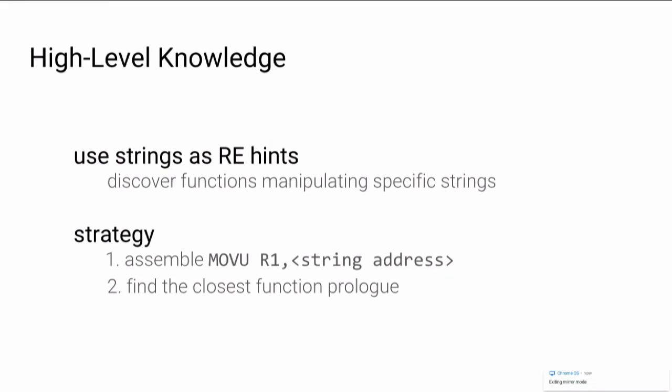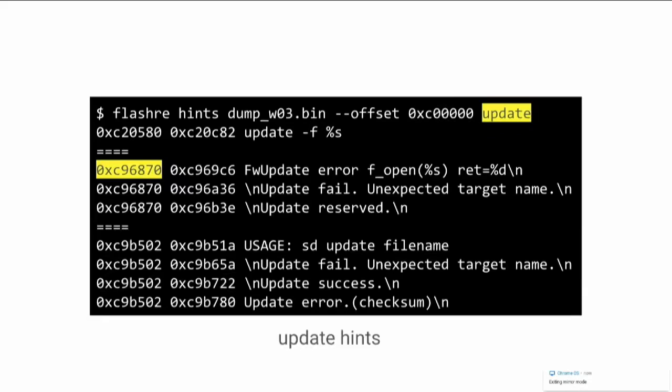So here the goal is to use strings as reverse engineering hints. That could be seen as a really cheap version of auto-naming. The goal is to use the hints command from Flashway in order to display functions that are using specific strings only. So here, in this example, I will ask hints to display the functions that are using a string containing update.